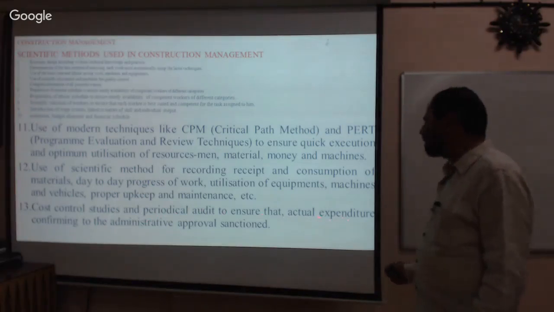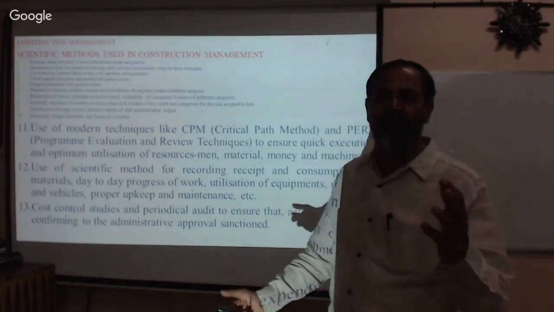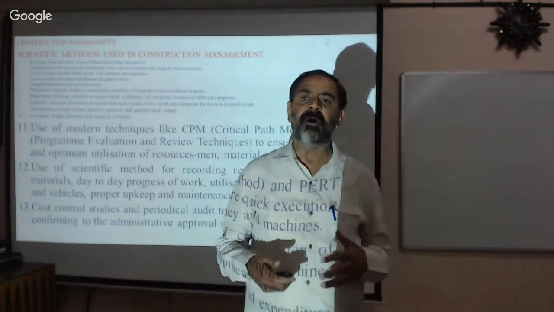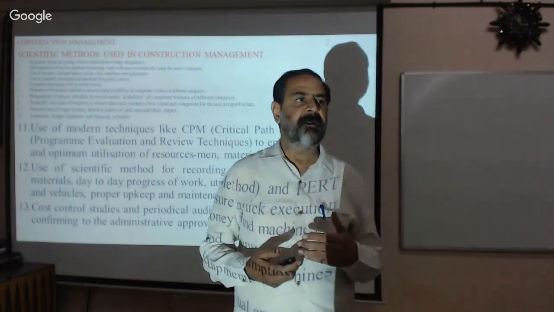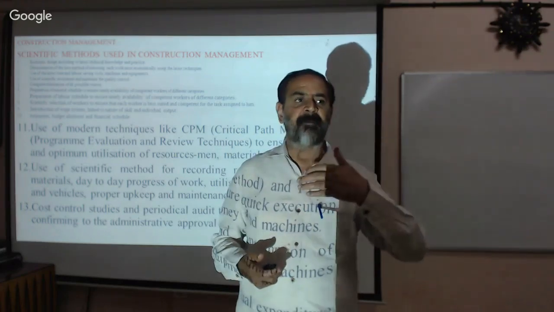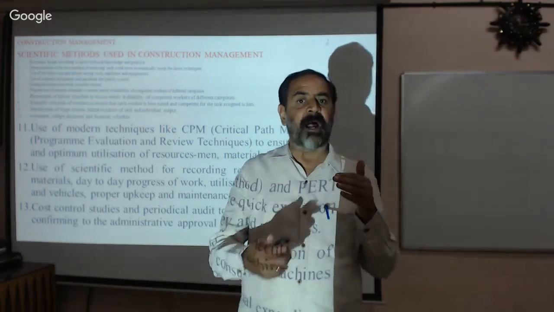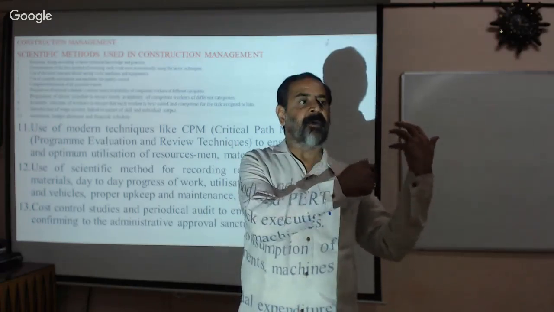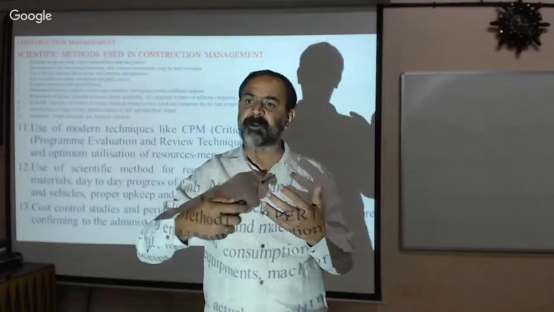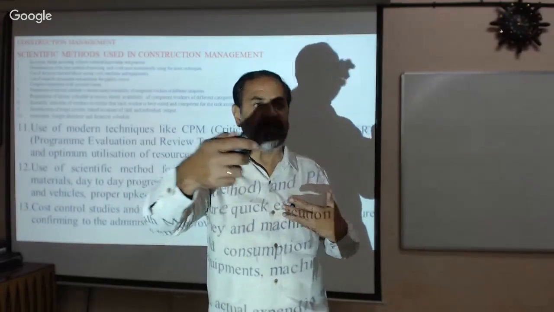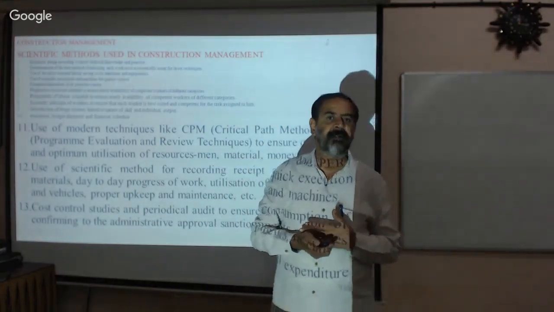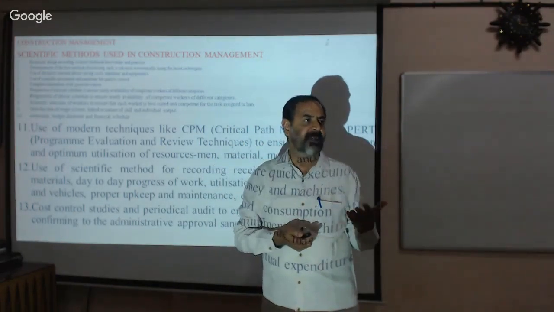So therefore, you keep the records of all these things, and cost control studies and periodical audit ensure the actual expenditure. Now you are proposing a project for a 50 lakh rupees building or 1 crore for road work. At the time of progress, after reaching 50%, you have to audit. You have to find out the amount already spent, what is the money you still have to spend, and whether you are able to complete the project for the estimated amount. That you have to decide, isn't it? The project engineer has to decide.